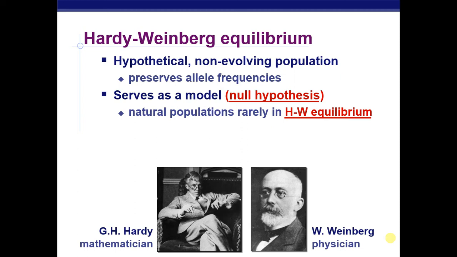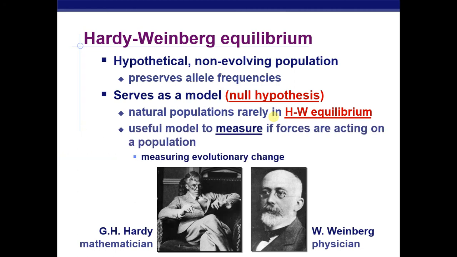There is no natural population that is in Hardy-Weinberg. It's not possible for a natural population to be in Hardy-Weinberg equilibrium for any discernible amount of time. So it's useful as a comparison, as a null hypothesis, to measure the forces acting on a population and to measure the relative amount of evolutionary change.